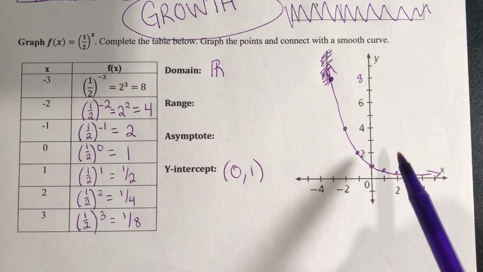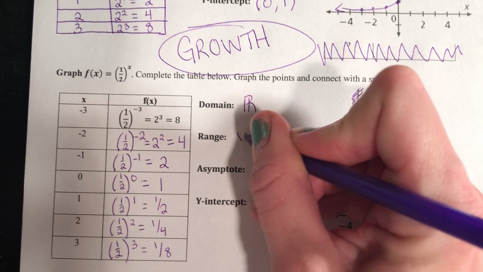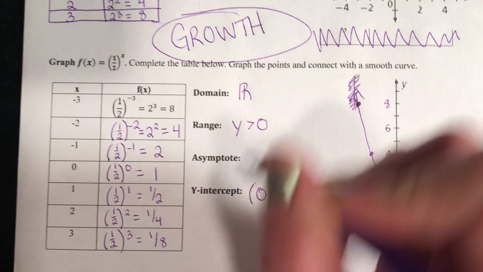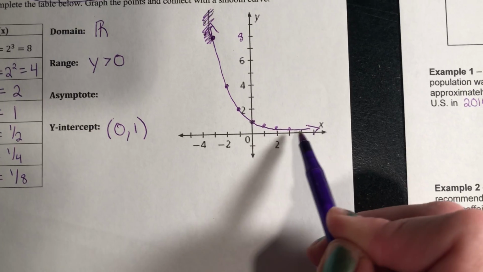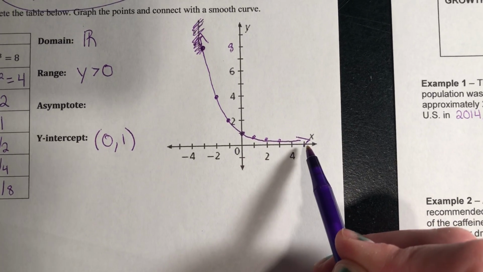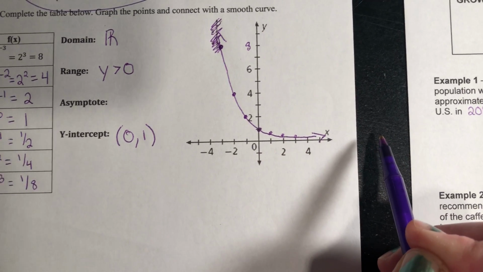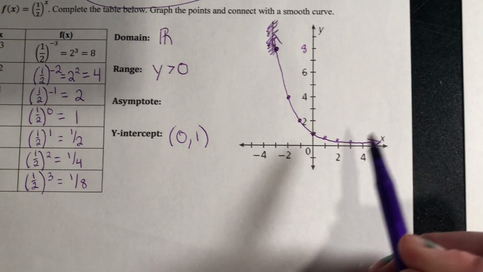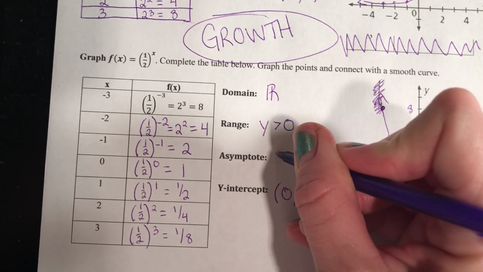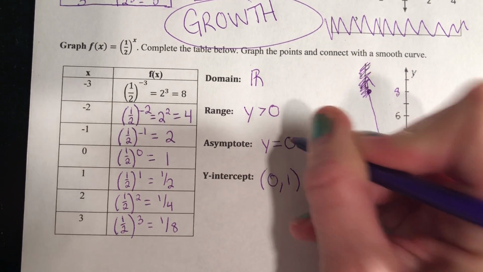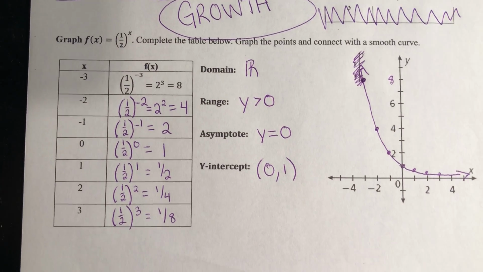Our range looks pretty similar to our one up above as well. And y is greater than 0. All of our y's are greater than 0. It gets really small, but doesn't fully get all the way to 0. And finally, our asymptote is still y equals 0.